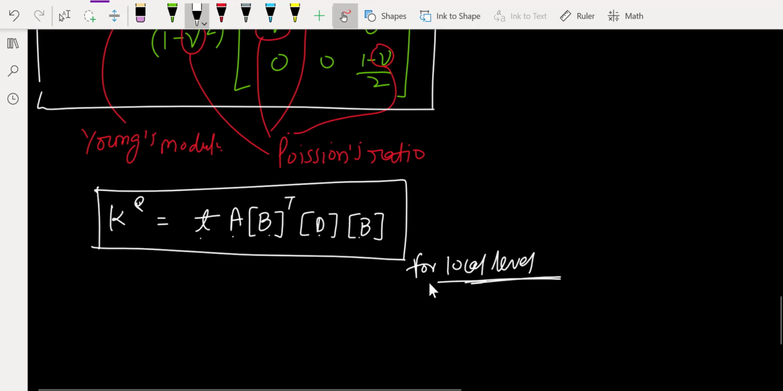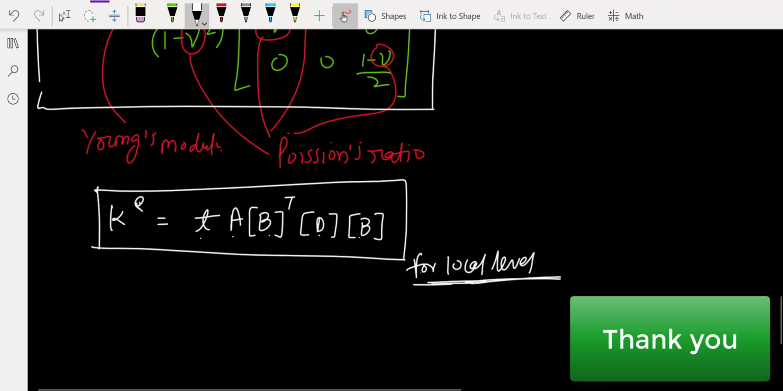Once you have the local one, you find the respective second one and do the post processing. So in the next part we will try to solve a complete problem using this CST constant strain triangle element and find out some nodal displacements and principal stress directions.